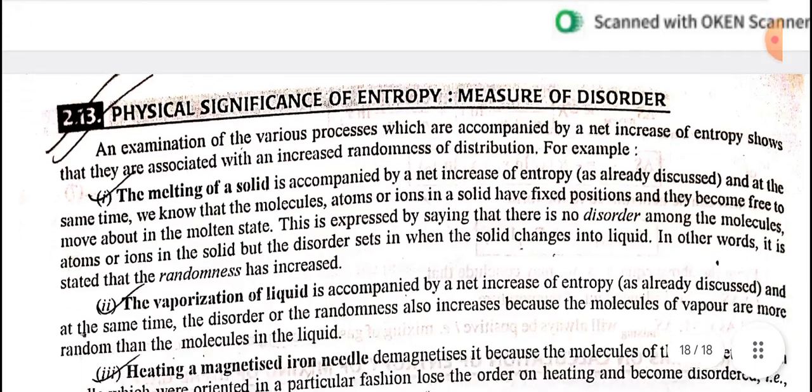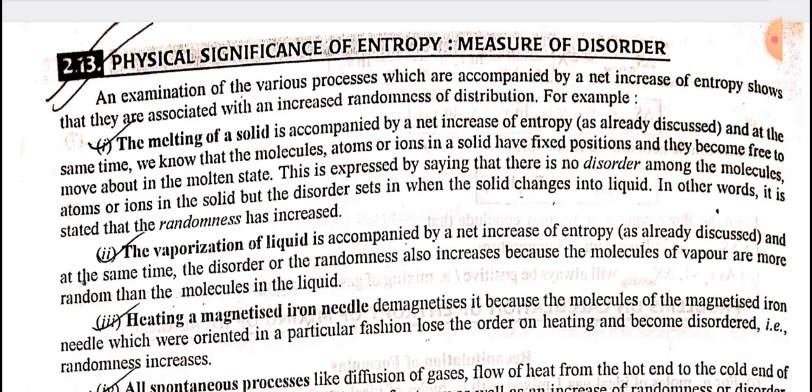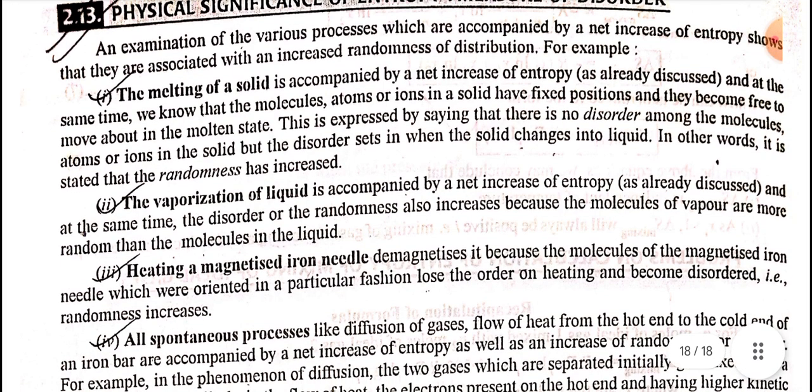Now coming to our very final topic of this chapter, that is, the physical significance of entropy, a measure of disorder. An examination of the various processes which are accompanied by a net increase of entropy shows that they are associated with an increased randomness of distribution. For example, the melting of a solid is accompanied by a net increase of entropy, as already discussed, and at the same time we know that the molecules, atoms or ions in a solid have fixed positions and they become free to move about in the molten state.